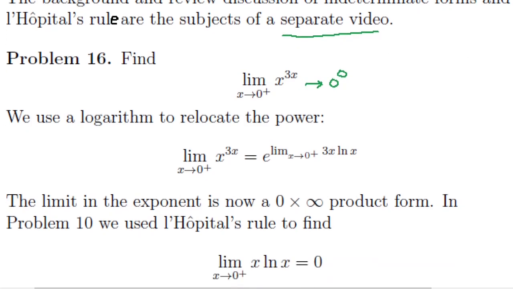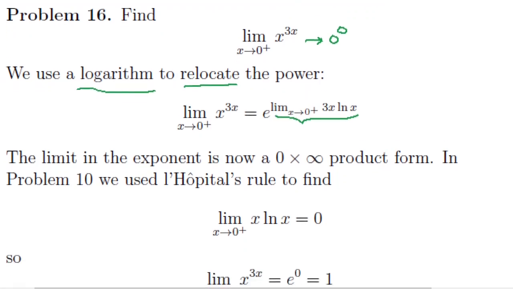In order to use L'Hopital's rule, we first have to change this to a quotient indeterminate form, and the standard procedure is to use the logarithm to move the power from where it is to the side, and that procedure gives us a new power form like this. And as soon as we figure out this limit, e to that number, whatever it is, will be the limit of x to the 3x.